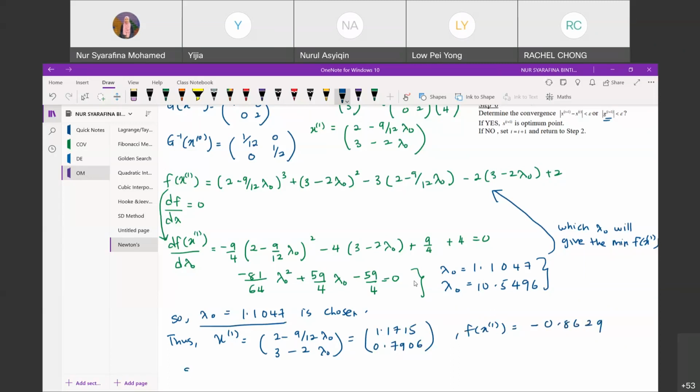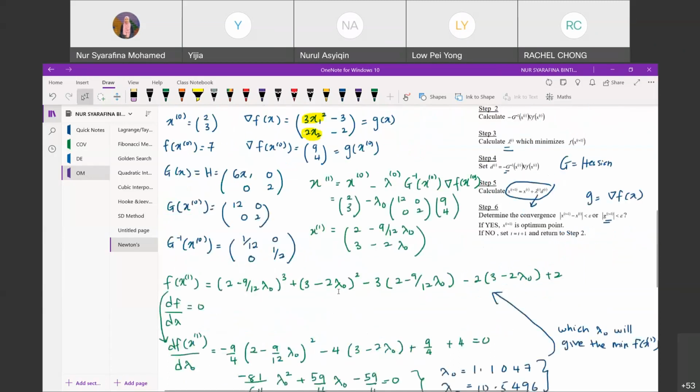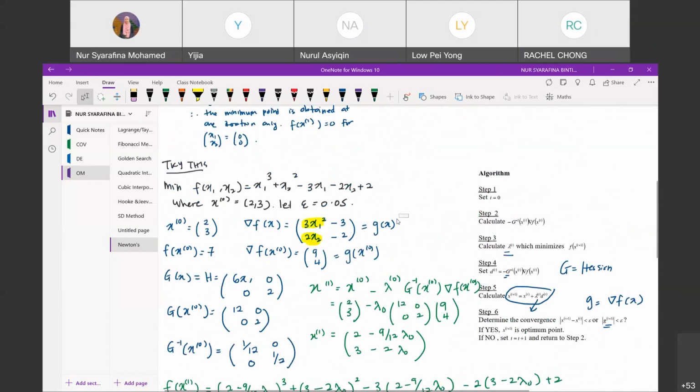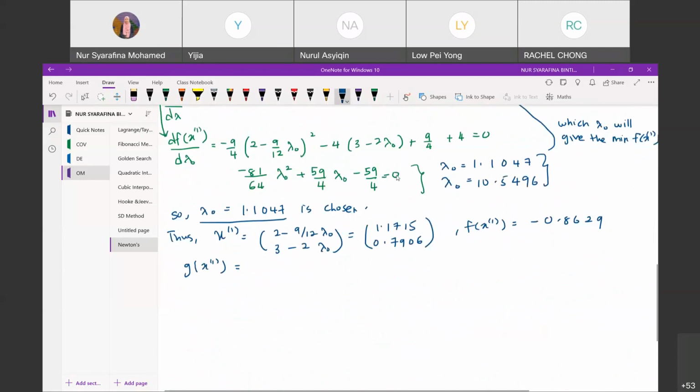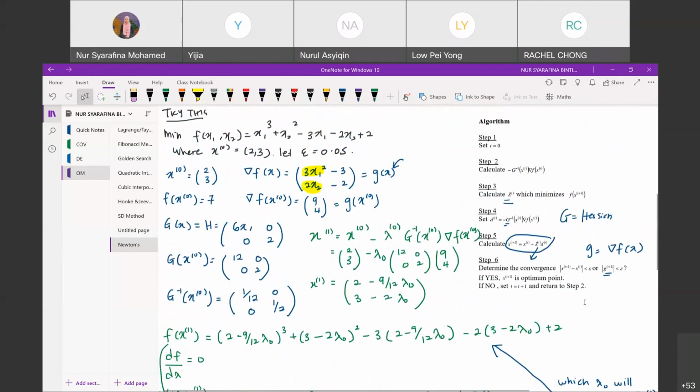Okay, and then you check your g naught, gx1. Gx1 here is obtained by substituting x1 into your g. This is your g, right? Okay, and then you have g equals 1.1172 minus 0.4188. So how will you obtain the modulus of g here?